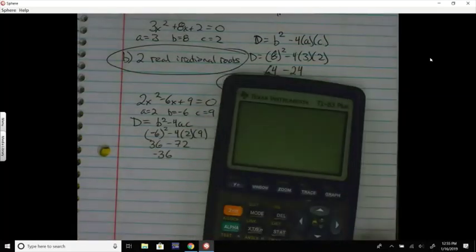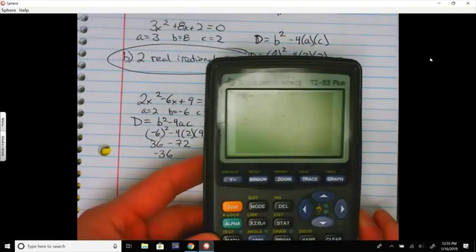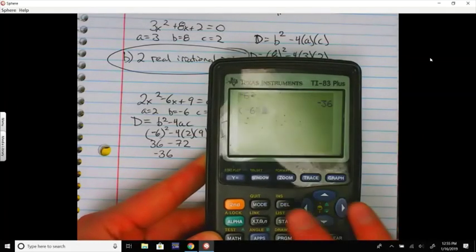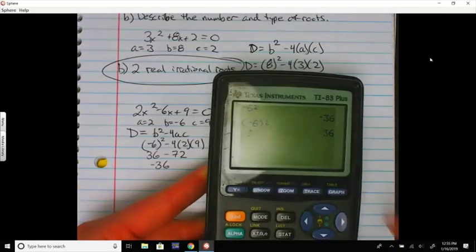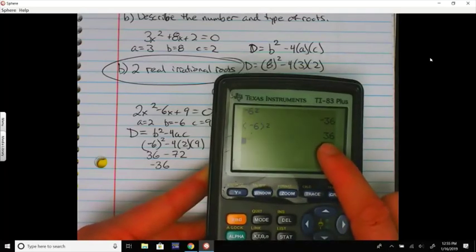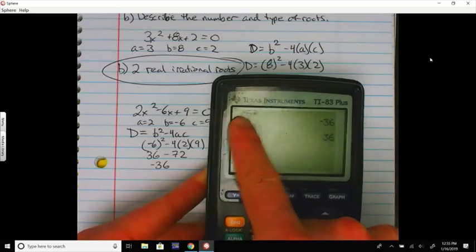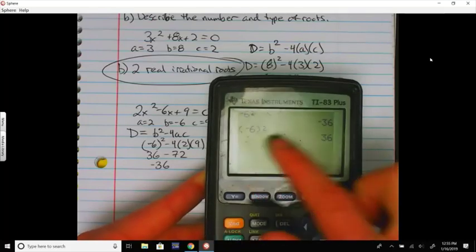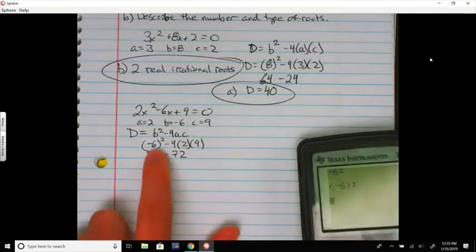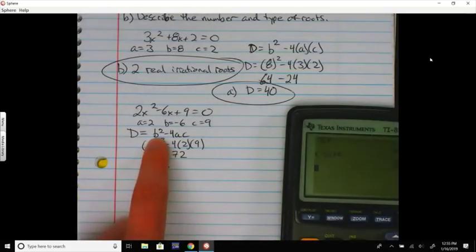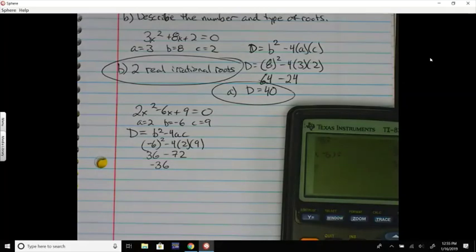Remember, if you do negative 6 squared, you get negative 36. This is taking the opposite of 6 squared, which is negative 36. When you do negative 6 with parentheses, this is taking negative 6 times negative 6, which is positive 36. This positive answer is what you want for this b squared. B squared should always be positive.